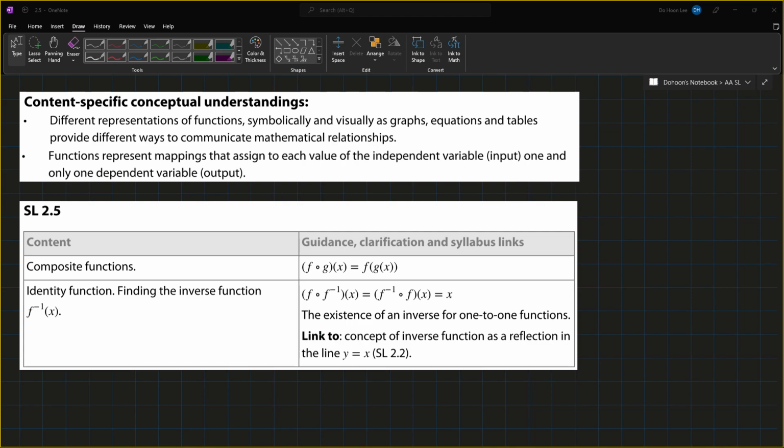Hello everyone! This video will be on the 2.5 section of the IBAA curriculum. Please pause the video for a second to look at the concepts and contents for the section. There are no formulae for this section.